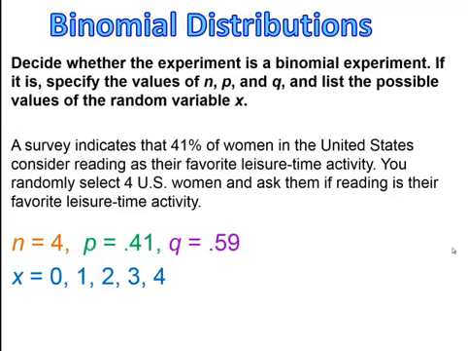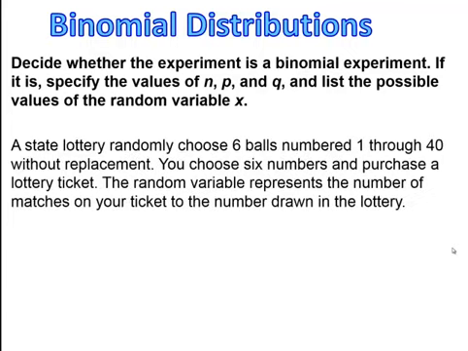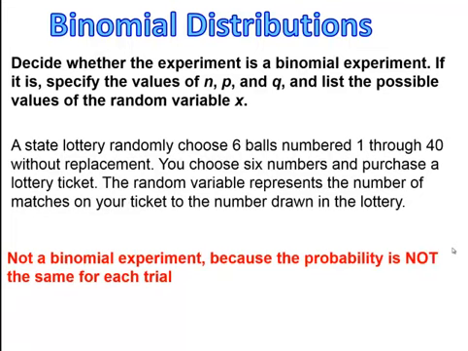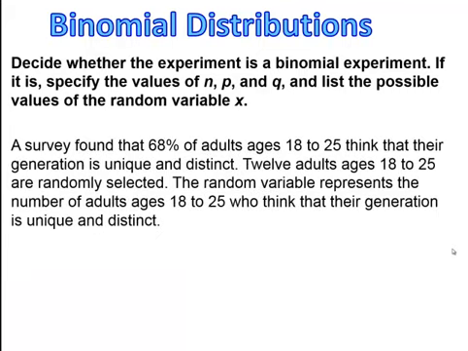And then all our random variables. Remember, you always have to start with 0, and it goes all the way up to our trial observation, which is 4. Pause and try. So in this case, it's not a binomial experiment because the probability is not the same for each trial. Pause and try.